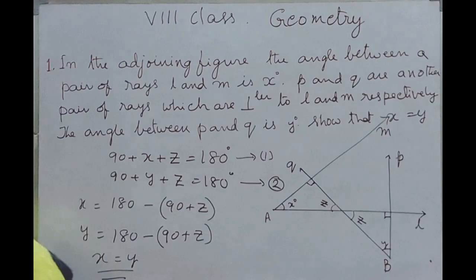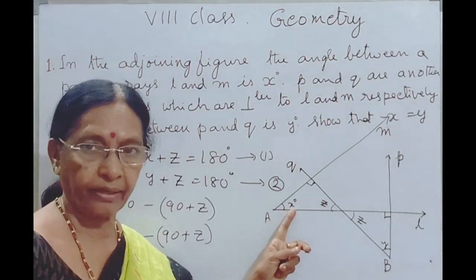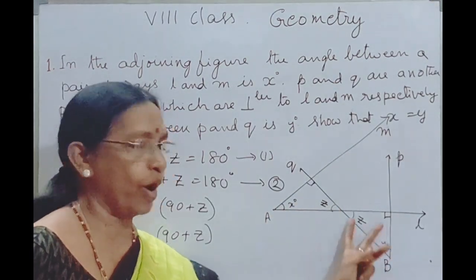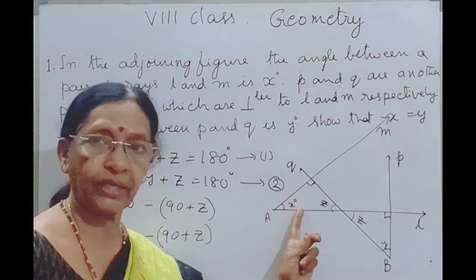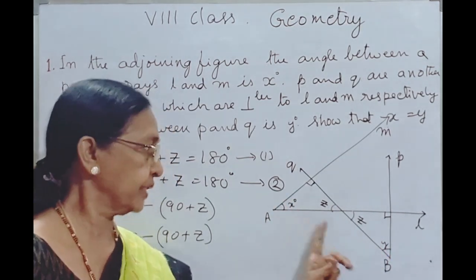So two arms of an angle are perpendicular to the two arms of another angle. Then the angles made by the two rays are equal. X is equal to y.